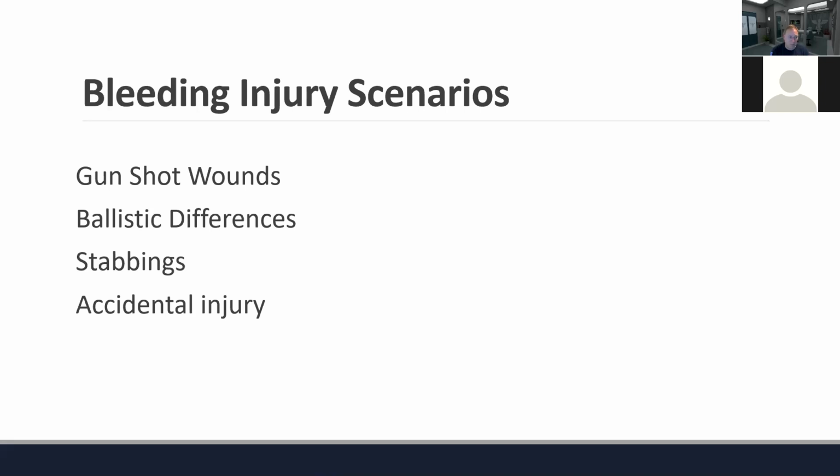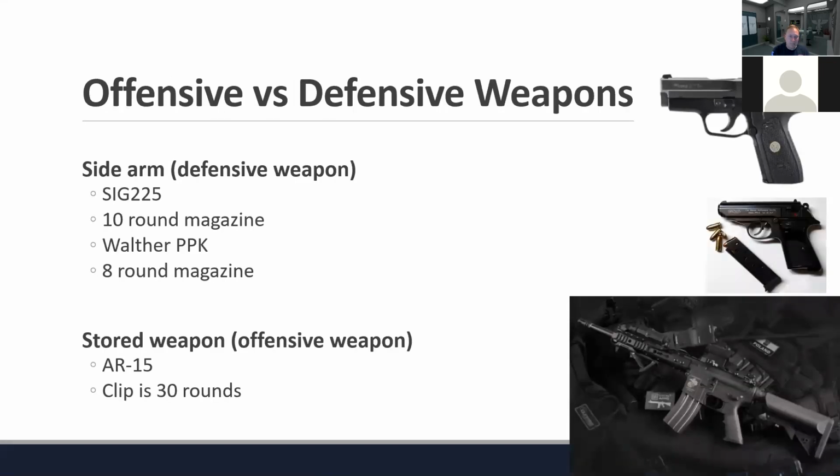I'm gonna move over these gunshot wounds quickly. If you don't want to see some of this, I've got a couple of pictures coming up. I'll tell you, you may want to look away just a minute. I'll talk just a little bit about ballistic differences, stabbings, and accidental injury. A typical defensive weapon is a sidearm, a handgun. An offensive weapon is more like a rifle or a shotgun, but those are considered offensive weapons.